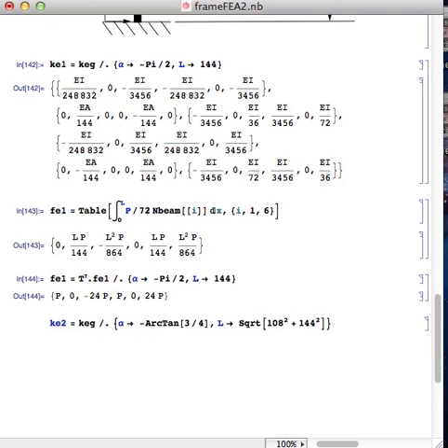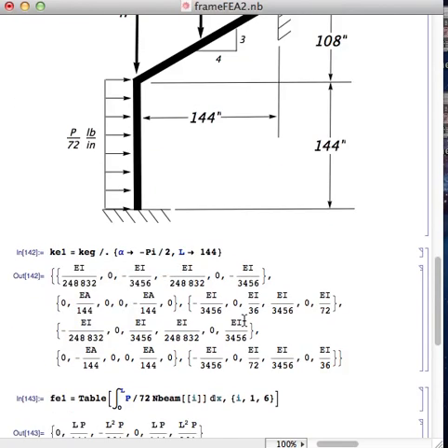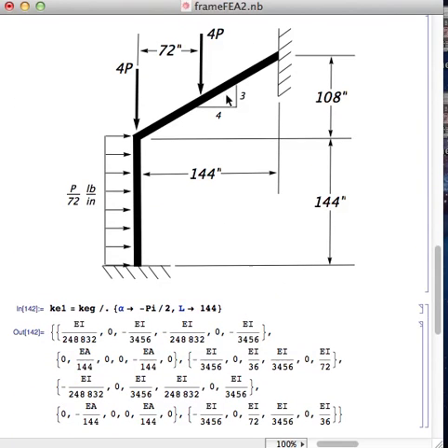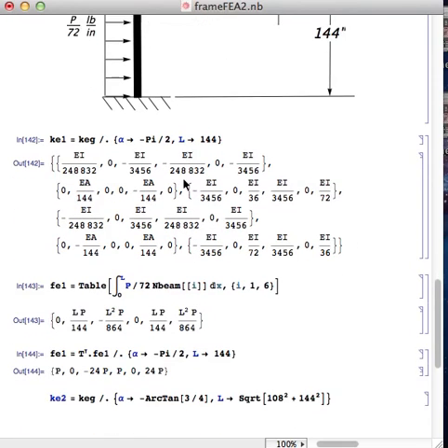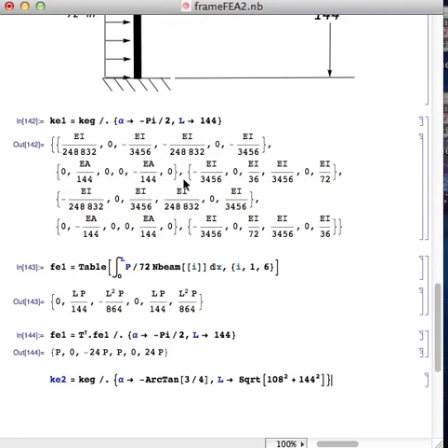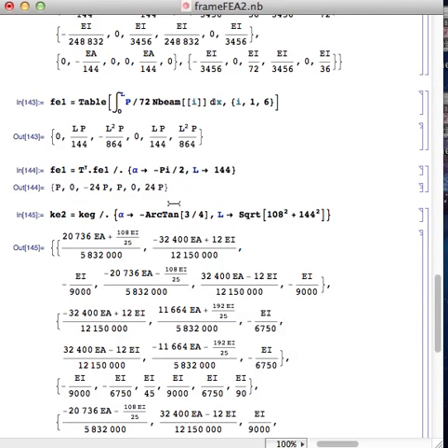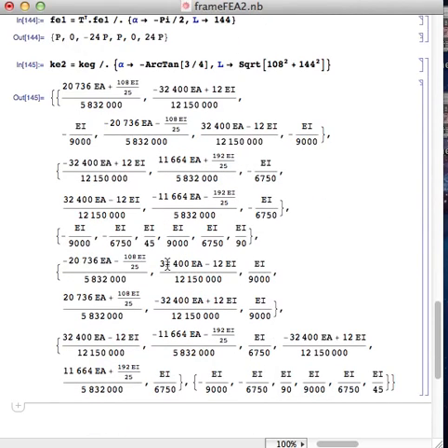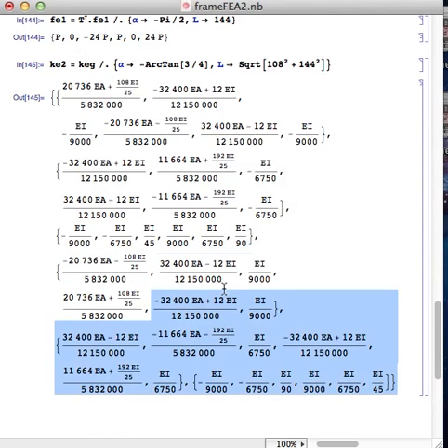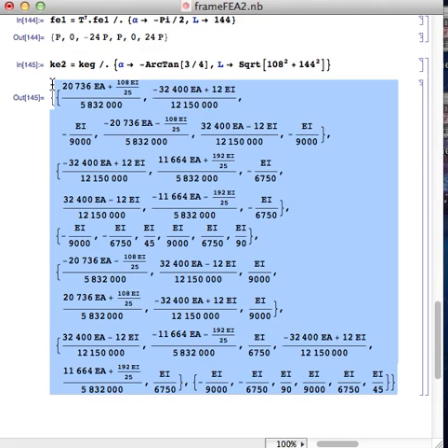All right. Everybody understand why I did that? So I'm trying to find the length of this element. So it's 144 squared plus 108 squared. Take the square root of it. The hypotenuse of that triangle. So there's the element stiffness matrix. So you can already see how ugly it gets.